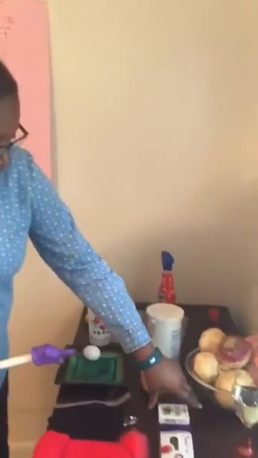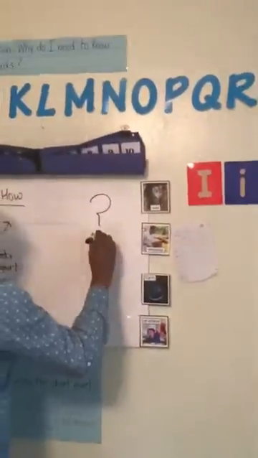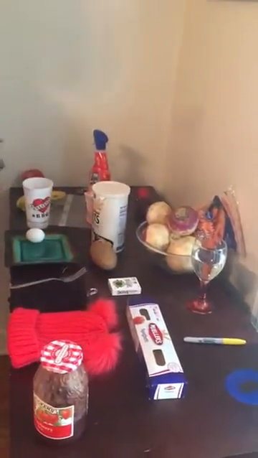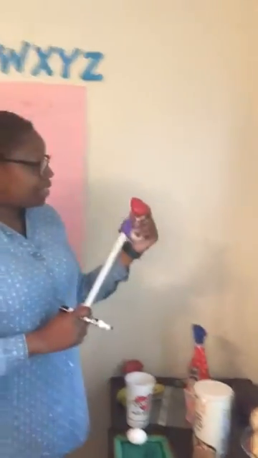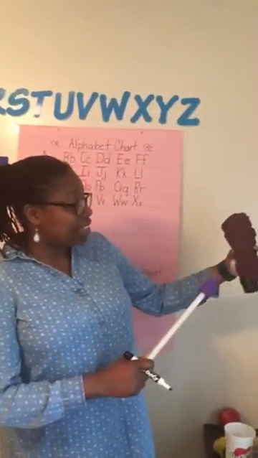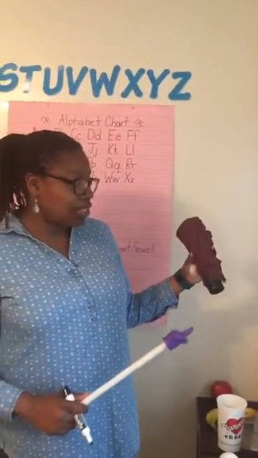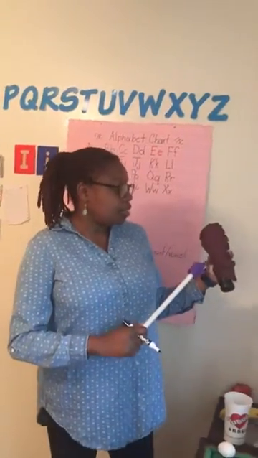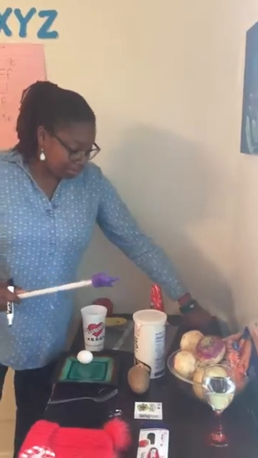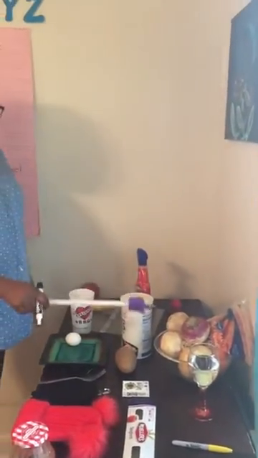Potato. Question mark. Raisins. Spaghetti. Tomato. Umbrella. U is also a vowel, so it's going to have a long sound and a short sound. Long sound of U is U, like in ukulele. Umbrella. Then I have a bowl of vegetables.